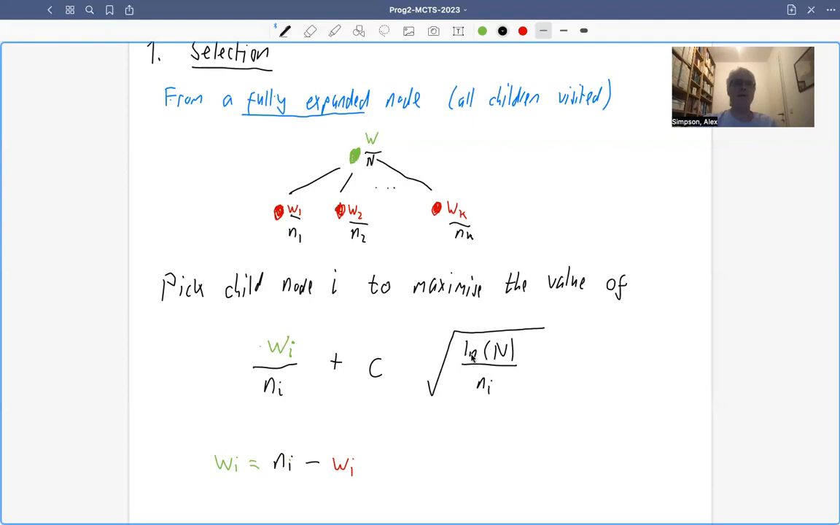But because we're taking a natural log of the capital N, which might be a much larger number than little ni, because N is the number of times we visited this node, that's going to include all the times we visited all the other nodes, plus potentially a random play that we made from this node before we created any of these child nodes.